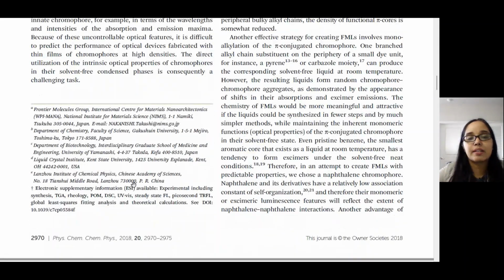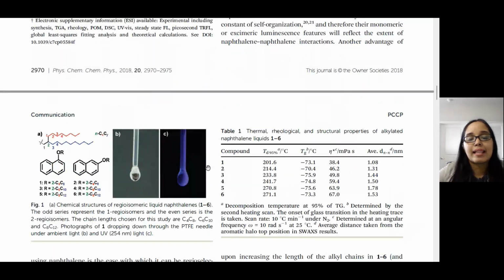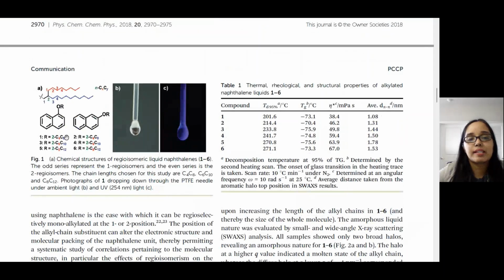On the left-hand side corner of this particular journal, PCCP, you can see all the correspondence of the authors. So where are they from? You can find out from here. And then you see there are some figures here. So the figures can indicate what the work is about most of the time. So if I look at this figure, don't forget to read the caption.